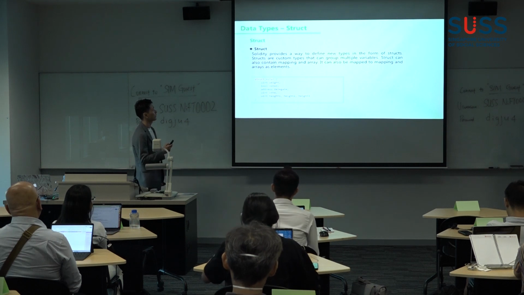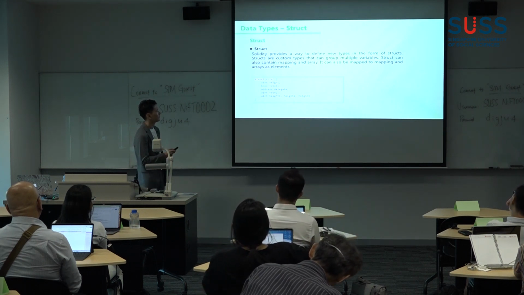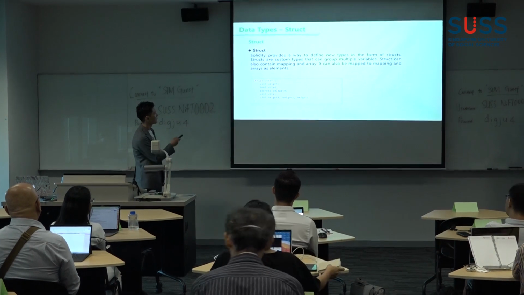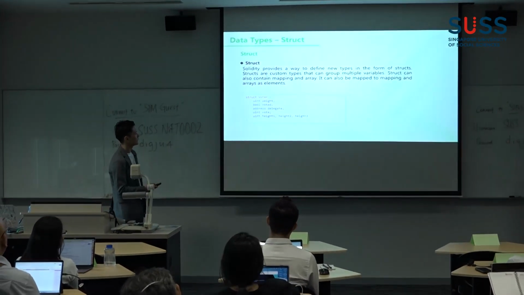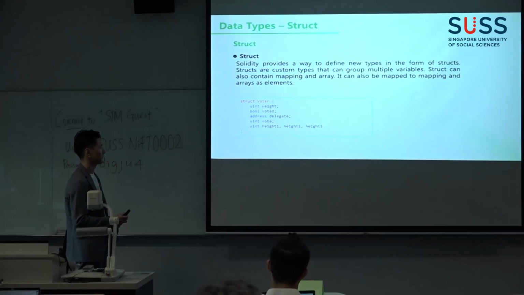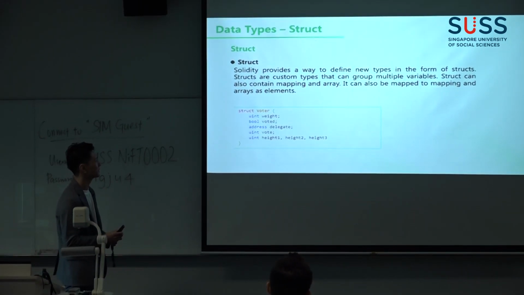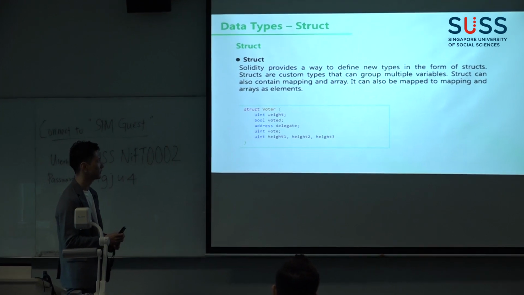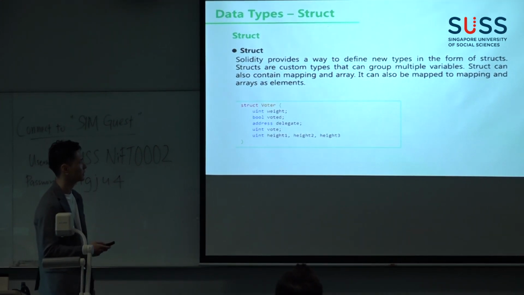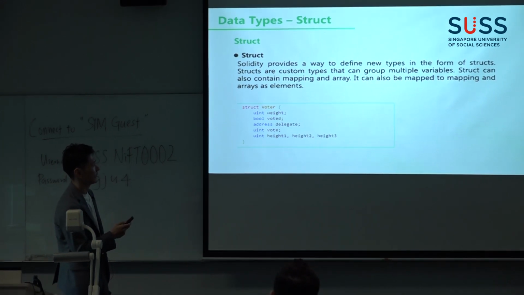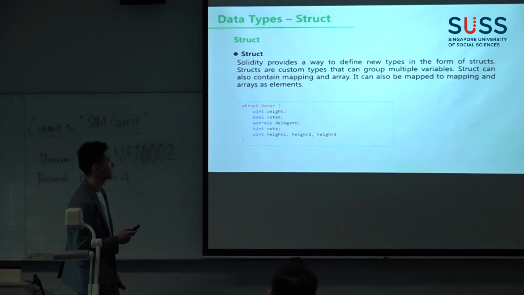So now let's talk about struct. Solidity provides a way to define new types in the form of structs. As we discussed before, this struct Voter has some very layman terms that define the properties of a voter, for example, weight, or whether he voted or not, and if he has a delegate address, or what's the value of his vote. And a struct can contain multiple variables and can contain even mappings and arrays. For example, the last element of this Voter is actually an array.